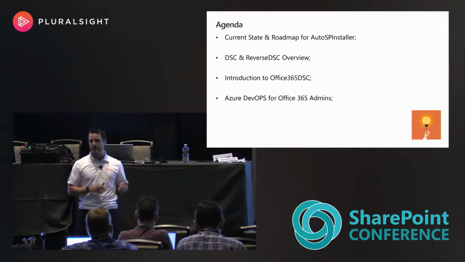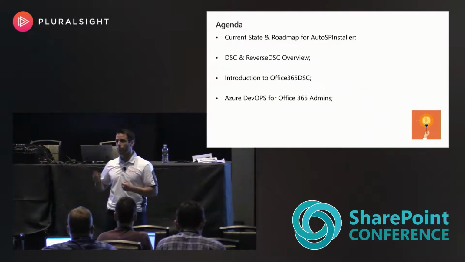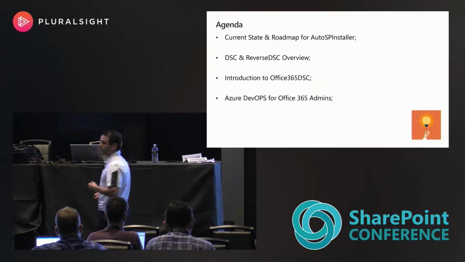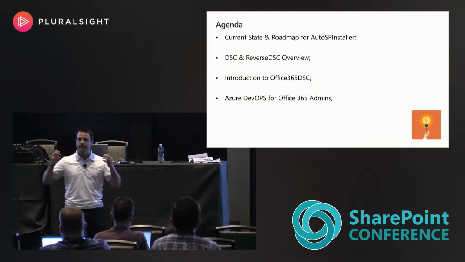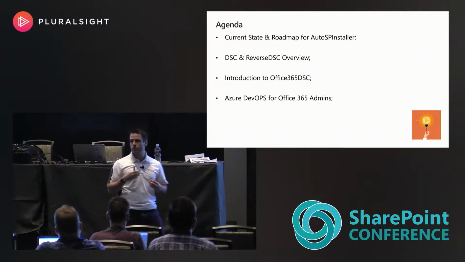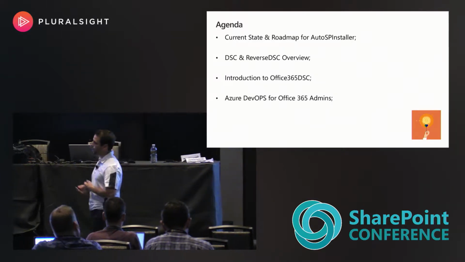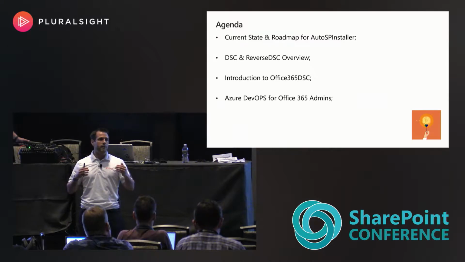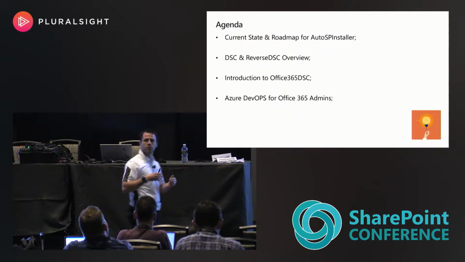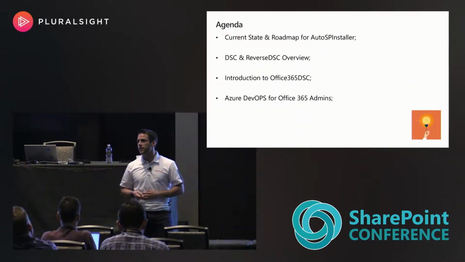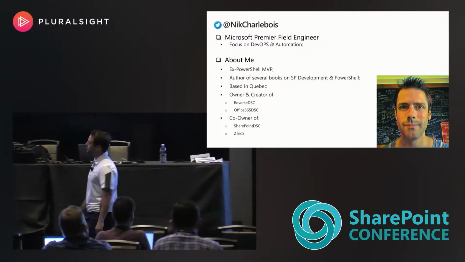I'm going to be talking about reverse DSC, which allows you to extract configuration out of an existing environment. We're going to do a demo of that as well. We're going to do an introduction to Office 365 DSC, a new module we're launching this week that allows you to deploy and monitor your Office 365 tenants using PowerShell desired state configuration. And then, now that we have our Office 365 configuration as code, I'm going to quickly talk about how we can integrate that with Azure DevOps or any continuous integration and continuous deployment pipelines that you have within your organization.